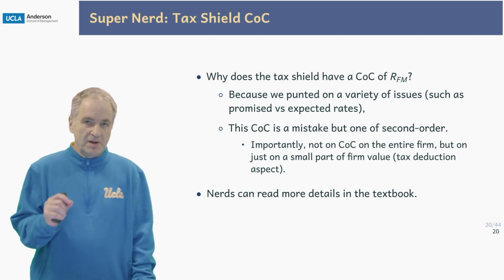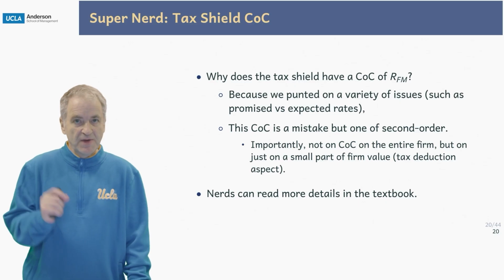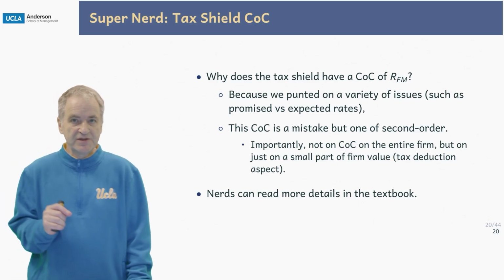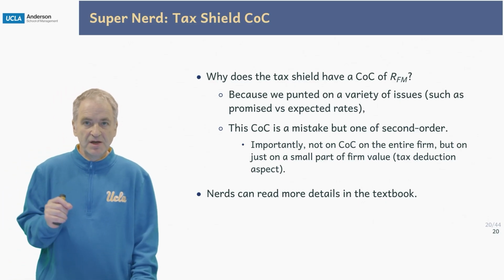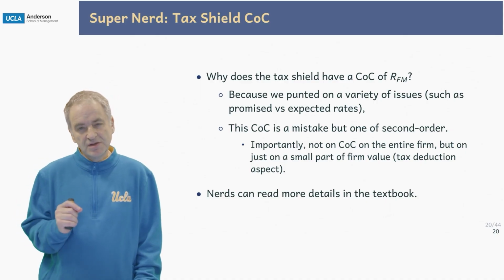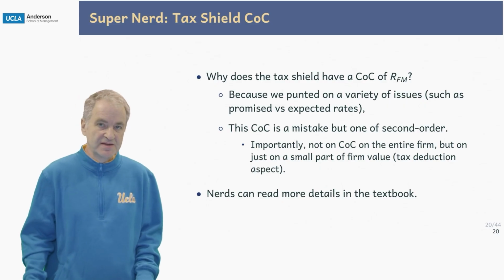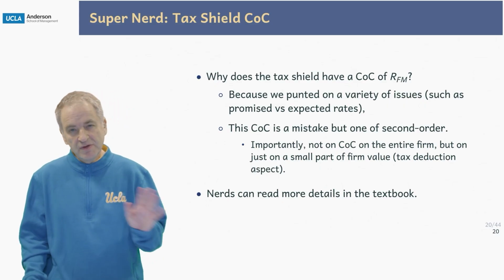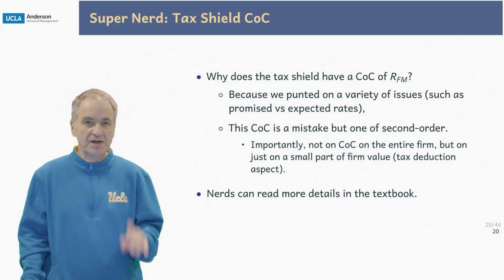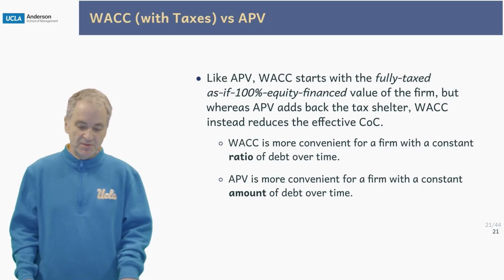Now, this is a super nerd note. You really don't need to know this. I've assumed a tax shield cost of capital the same as the rate of return on the firm. That turns out to be actually not perfectly correct, but this mistake is a second order mistake. If you're really intellectually curious, you can read it up. Otherwise, just ignore it and take my word for it that it doesn't matter much.